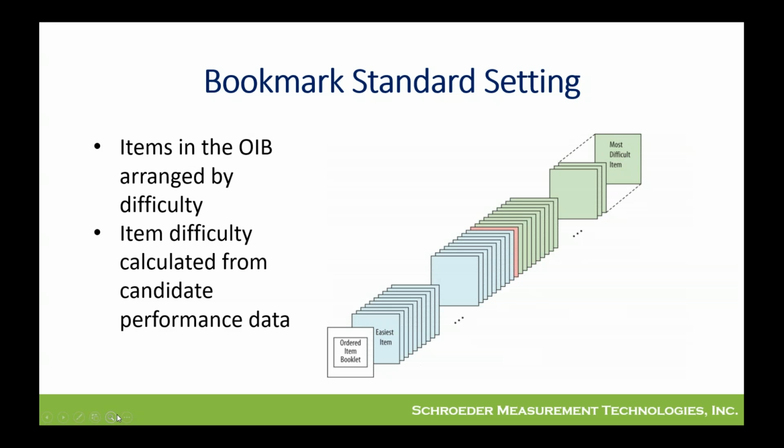The difficulty level of an item is based on candidate performance data. An easier item is one that many candidates have answered correctly, while a more difficult item is one that fewer candidates have answered correctly.